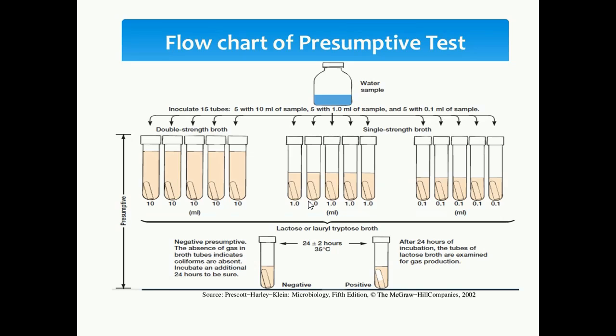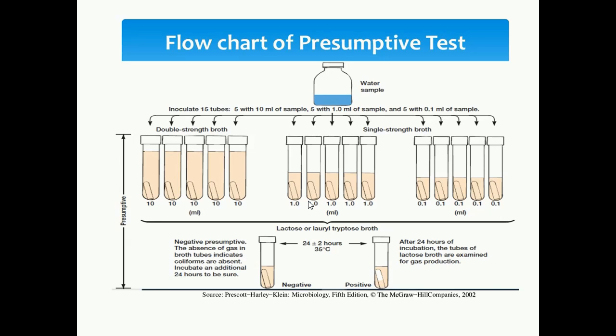These materials are incubated for 24 hours at 35 degrees centigrade. We observe the negative or positive result. We are observing that a negative presumptive test, the absence of gas in both broth tubes, indicates the coliforms are absent. Incubate an additional 24 hours to be sure.